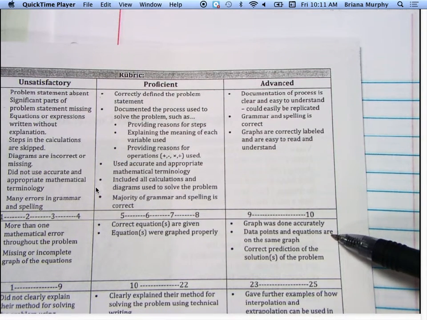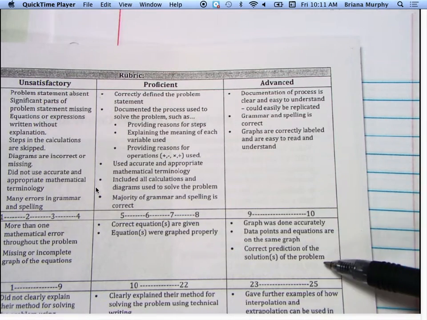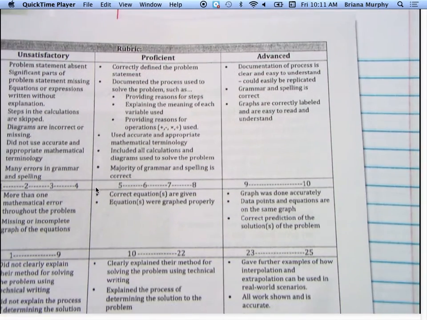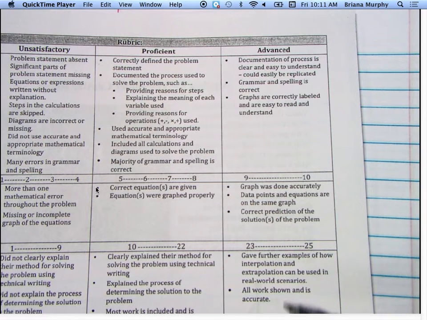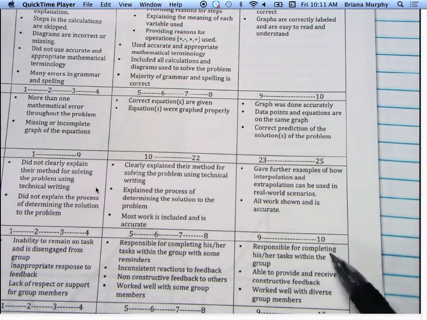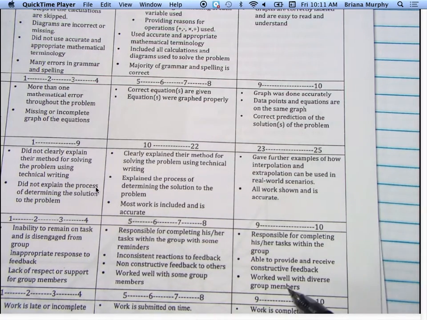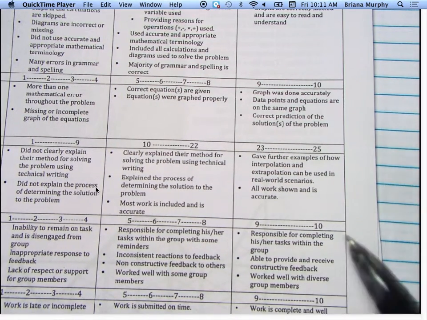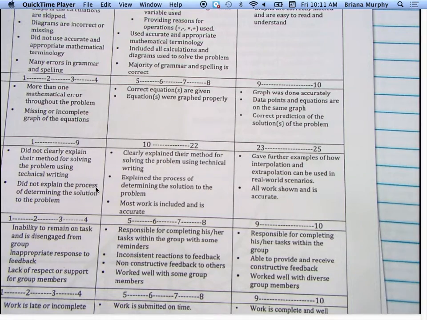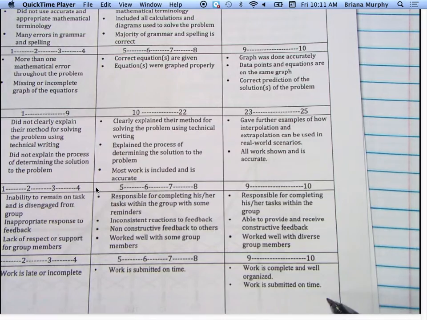Data points and equations are on the same graph, and correct predictions of the solution of the problem. Gave further examples about what you could do differently. All work done accurately. Responsible for completing your task. Able to provide and receive feedback. You didn't work with group members here, but you might have collaborated, and so you can talk about that. Like, you asked other people what they got to help. Work is completed and well organized. Work is submitted on time.